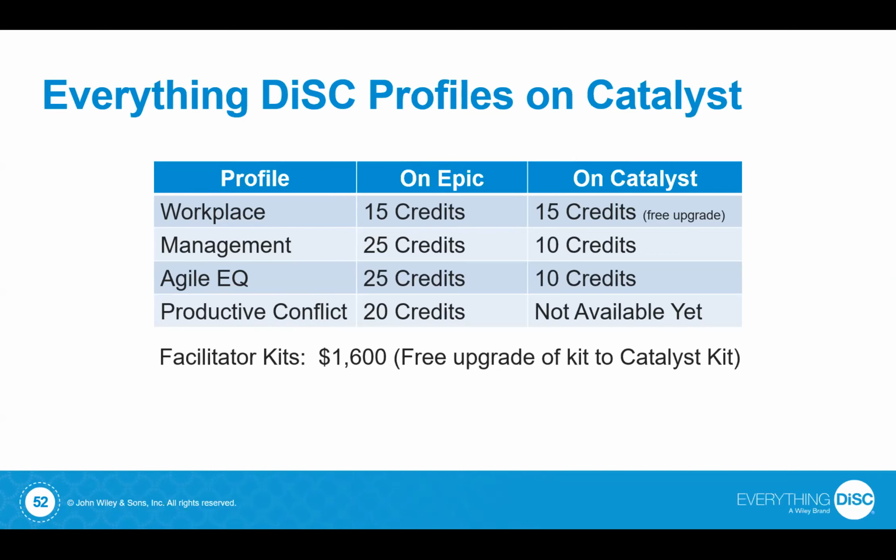But when it does come, it would make sense that they would make that available at 10 credits as well. There is also a Catalyst facilitator kit. All the facilitator kits, if purchased individually, are $1,600, like management, workplace, Agile EQ, etc. But the Catalyst kit is free to upgrade from the other kits, and it includes the kits for workplace, Agile EQ, and management now.